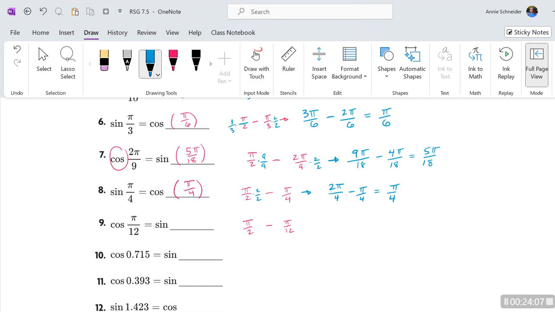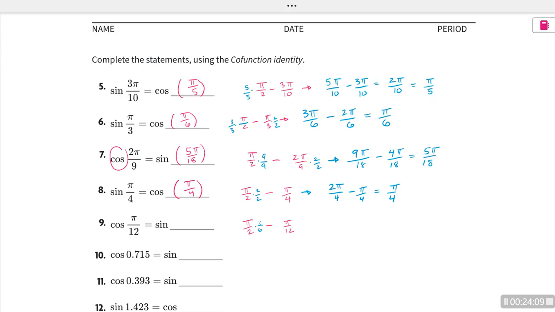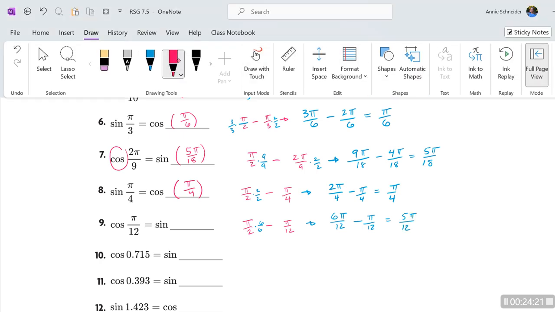Okay, pi over 2 minus pi over 12. So let's change this 2 by multiplying by 6 over 6. So we get 6 pi over 12 minus pi over 12, which gives us 5 pi over 12.